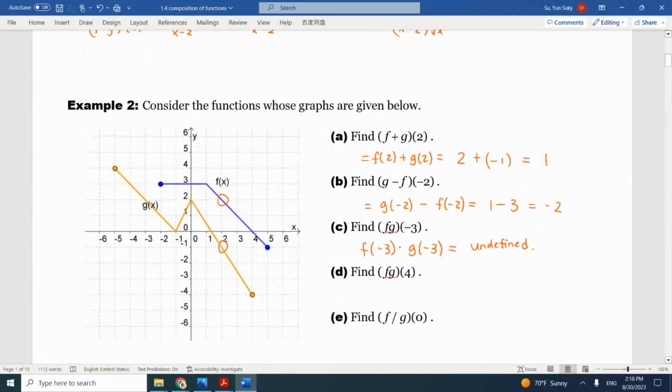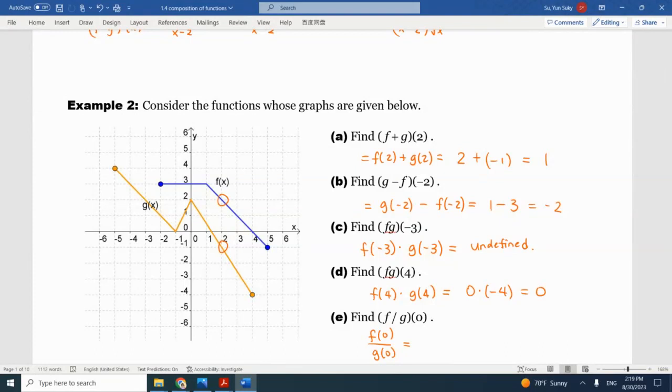All right. And then how about 4? Then this is f of 4 times g of 4. Okay. Next, Evan, yes. What is f of 4? 0. Yes, 0. And g of 4? Negative 4. Yeah, thank you. So the answer is 0. Right? Good. Okay, next one, division. F of 0 over g of 0.